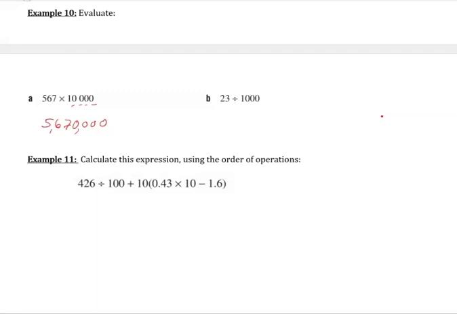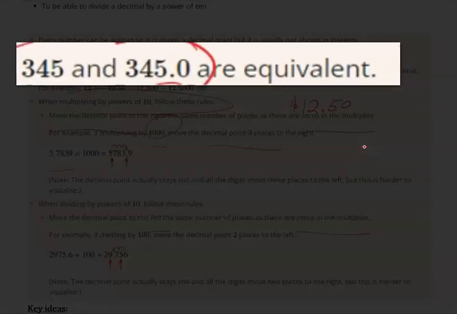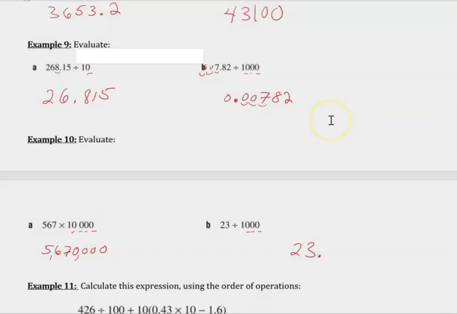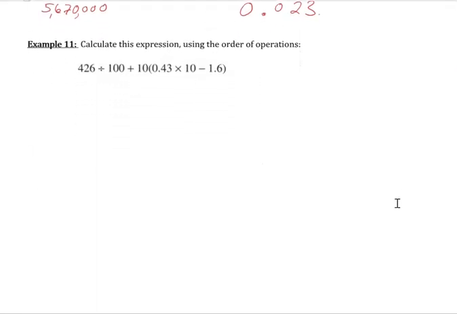We're now dividing 23 by 1,000, which is 1, 2, 3 zeros, and 23 actually has, like 567 had, an invisible decimal point just there. Just like we saw with the whole numbers up the top, 345 and 345.0 are the same thing. That decimal point is off to the right, just sitting there. So now we're going to move it. We have 3 zeros, 1, 2, 3, which requires that extra zero, so we'll call it 0.023.